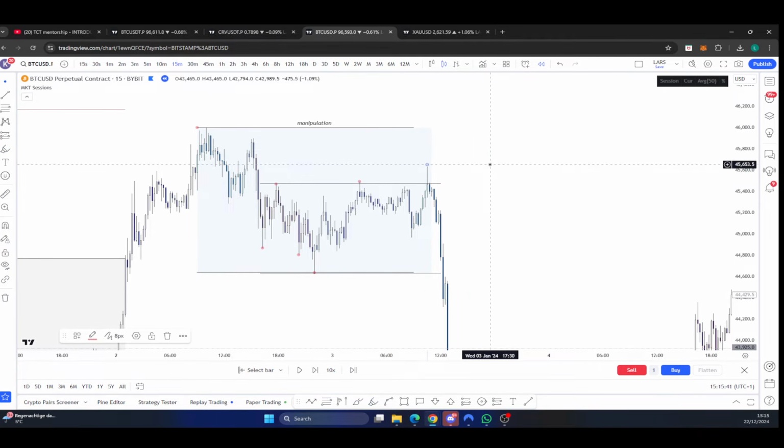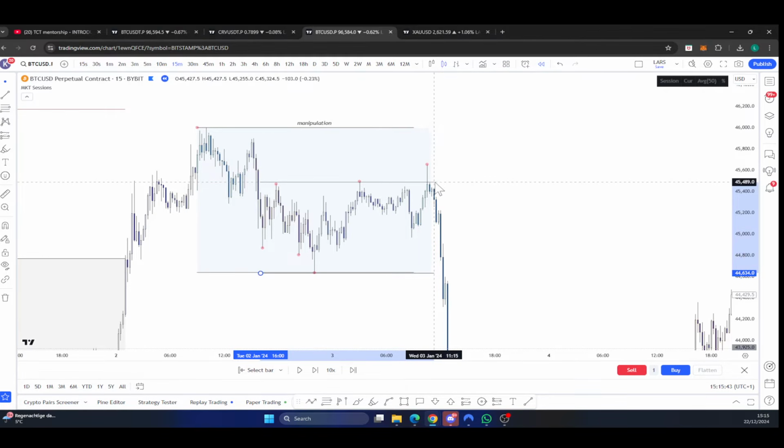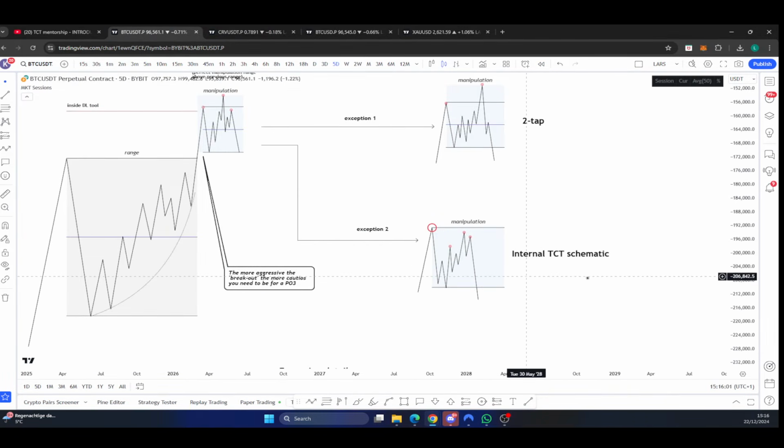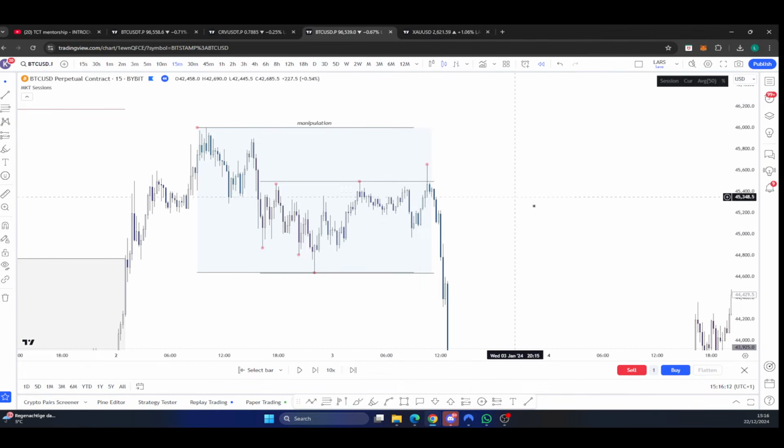So here you can even combine the concepts I've given to you, where an accumulation can turn into a distribution, because we have the potential of a PO3. So you are in general more bearish than bullish. And you can see we had a PO3 here where we did have a distribution, but it's one of these examples where we had an internal TCT schematic where you had a distribution model, but you never swept that initial range high. Right there, an exception, in a live trading environment.